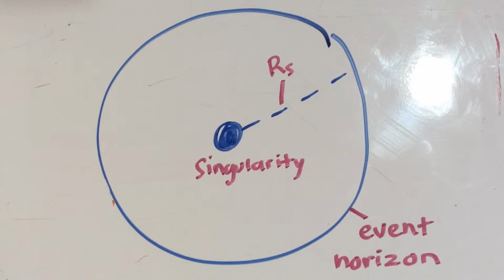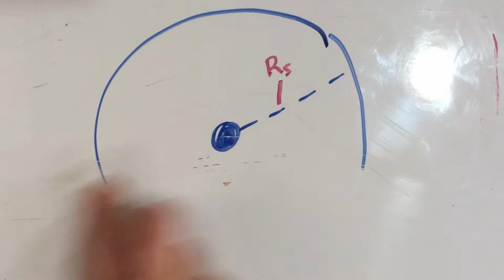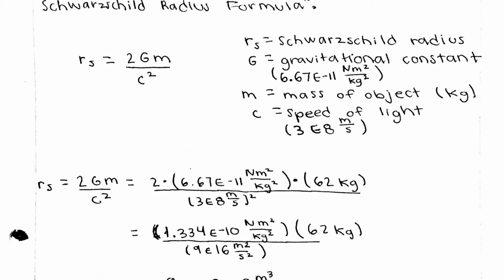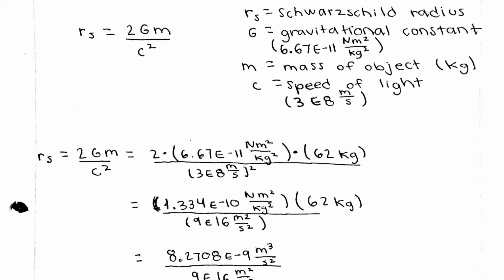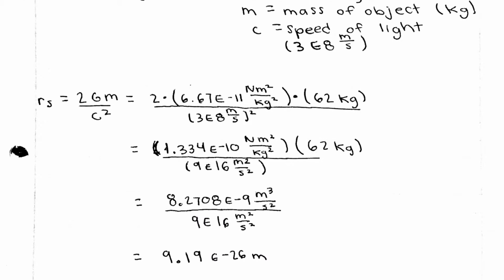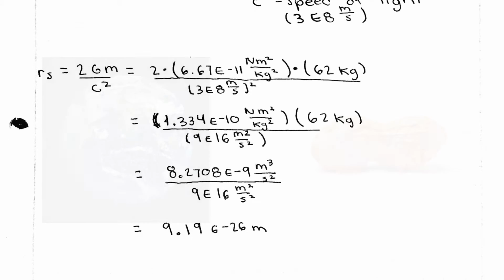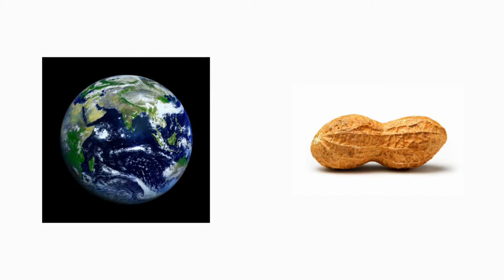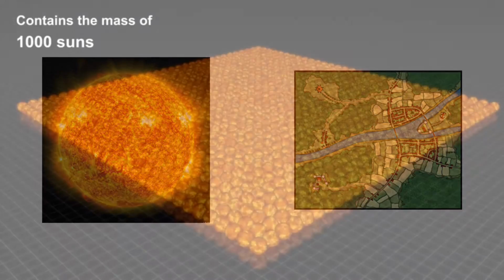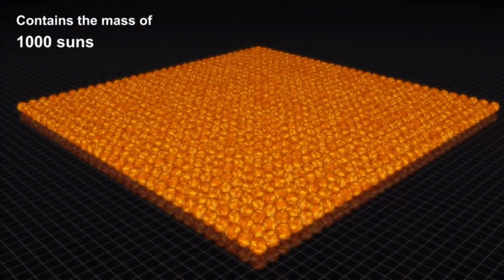Hypothetically, anything could become a black hole if it was compressed past its Schwarzschild radius. If you fill out the Schwarzschild radius formula for the average human adult, you would get 9e to the negative 26 meters. That's right. To become a black hole, you would need to be smaller than a proton. The Earth would need to be the size of a peanut, and the Sun would need to be the size of a small town.